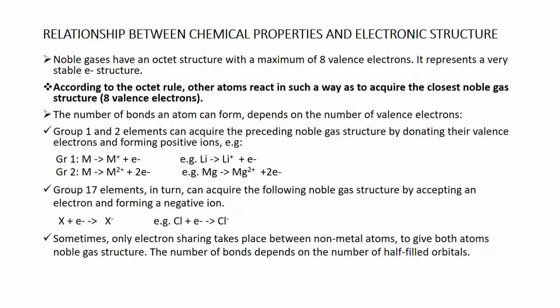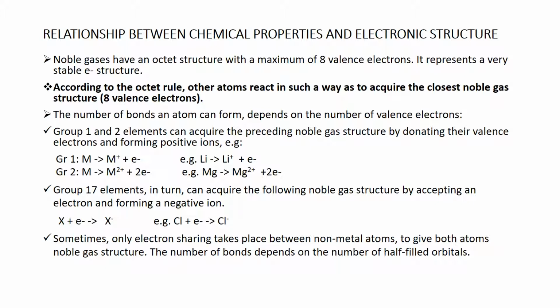Remember, noble gases have a completely filled outer energy level. It represents a very stable electron structure. According to the octet rule, other atoms react in such a way as to acquire the closest noble gas structure. So that is why some of them prefer to lose electrons and some of them prefer to gain electrons, because they want to acquire the closest noble gas structure.